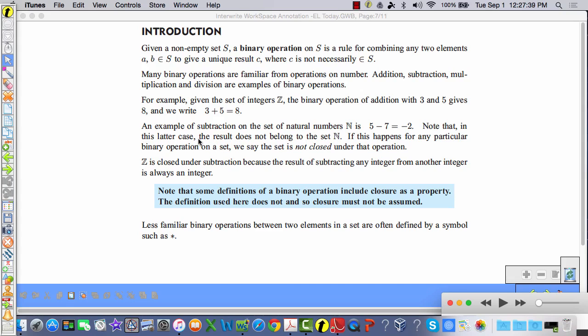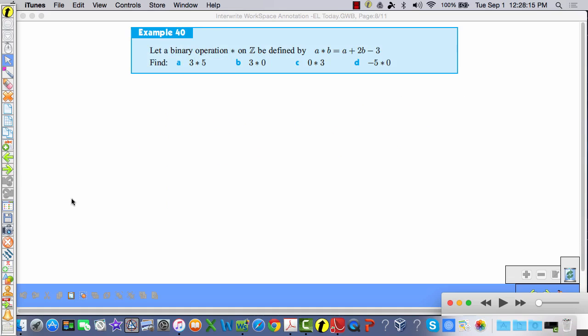Let's just go here. An example of subtraction on the set of natural numbers is 5 minus 7 equals negative 2. In this latter case, the result does not belong to the set of natural numbers. If this happens for any particular binary operation on a set, we say that the set is not closed under that operation. So I just wanted to read that to you because it seems a little confusing right now, but as we go through the example, we're going to talk about whether things are closed or not closed depending on the operation. So let's get to it, shall we?